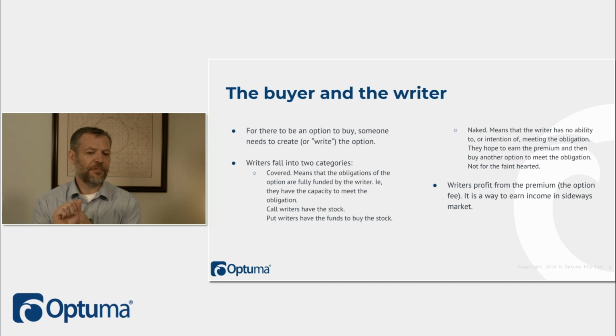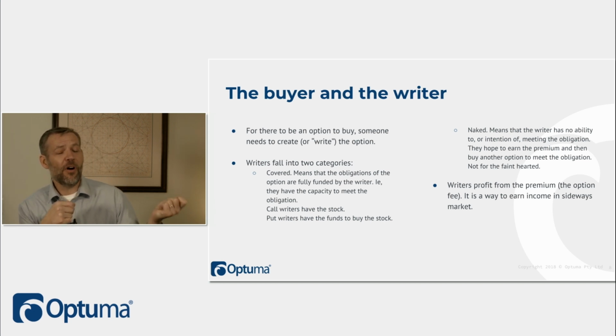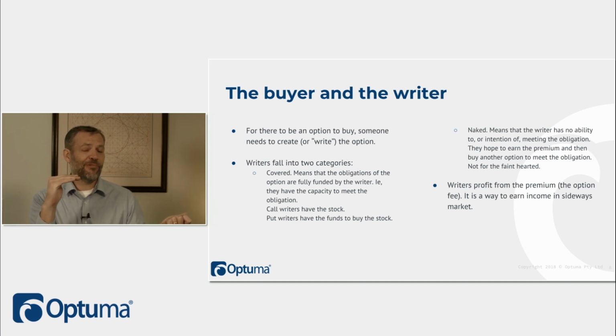Put writers have the funds to buy the stock. So if I'm writing a put, which basically means I'm going to buy your stock off you at this predetermined price, even if the market falls, I still have to fulfill that. Now, even if the buyer of my option on-sells it, whoever they on-sell it to, I still, as a writer, have to fulfill my obligations no matter what. Now that's covered, where I've got the funds, I've got the stock, etc.